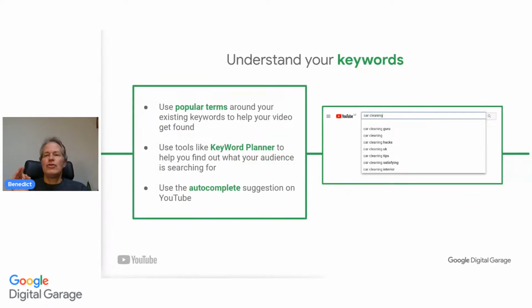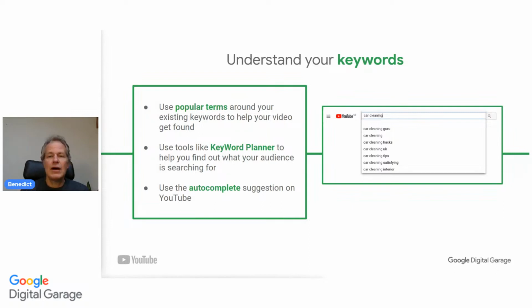So understand your keywords. Use popular terms around your existing keywords to really help your audience get found. Use tools like Keyword Planner. Now, don't forget, with Google Ads, when you register with them, you've got access to Keyword Planner. You can really identify popular keywords and their synonyms. Including these terms can help you to maximize traffic from search. And avoid irrelevant words in your description because it creates a poor viewing experience and may violate YouTube policies as well.